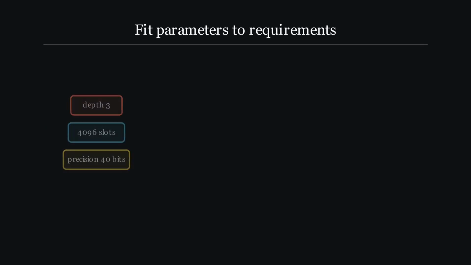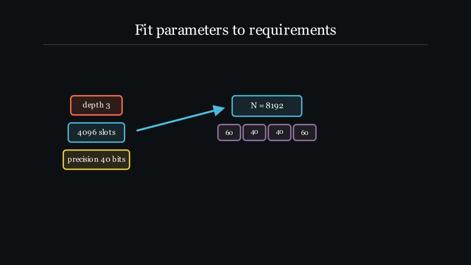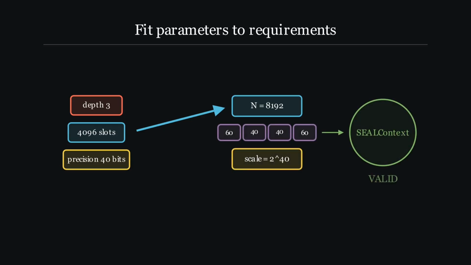Circuit requirements now drive parameter selection. Depth 3, 4,096 slots and roughly 40 bits of working precision enter the configuration stage. The example selects polynomial modulus degree 8192, a 60, 40, 40, 60 coefficient modulus chain, and initial scale 2 to the power of 40. The completed configuration enters SEAL context, which reports valid only when the settings satisfy its checks.